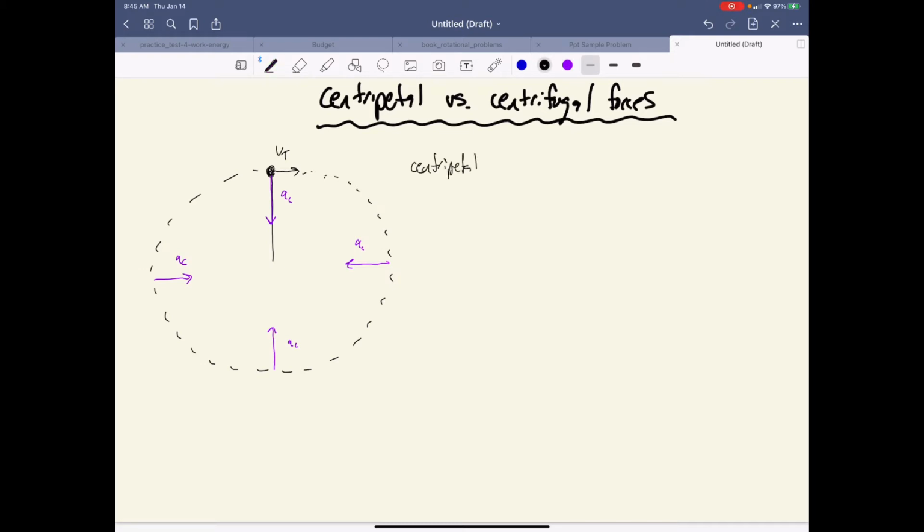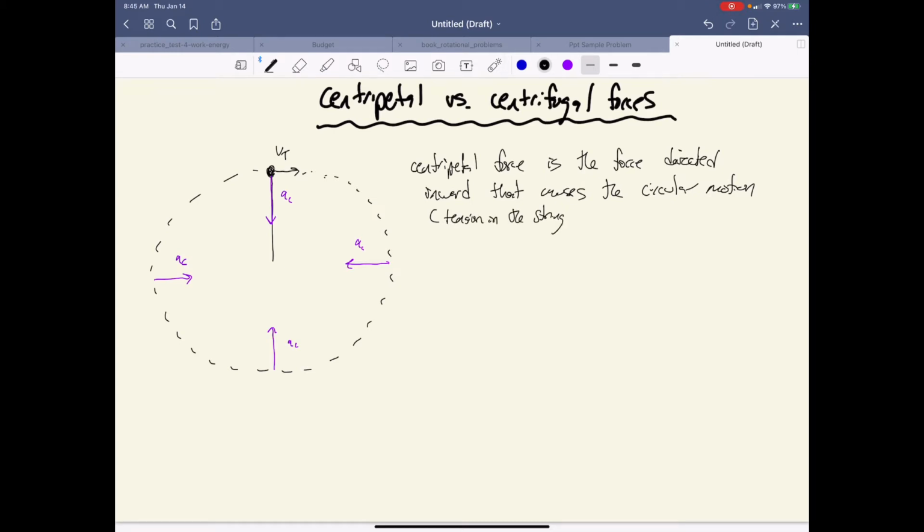Centripetal force is the force directed inward that causes the circular motion. In this case, it is the tension in the string. And sometimes it could be gravity, if we're talking about the inward force keeping the Earth going around the sun. So there are different examples of centripetal forces. That is what centripetal force is.